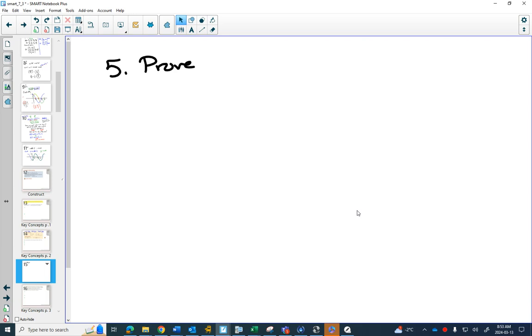All right, so we're going to do and learn about proofs with identity. And number 5 on our paper looks like this. With proofs, there are some formalities that we follow.